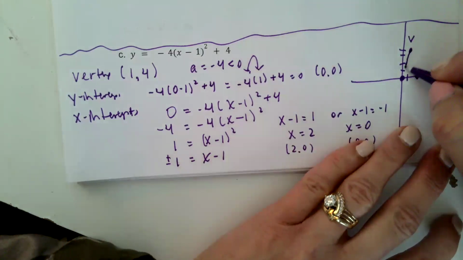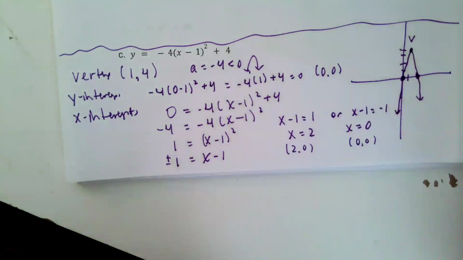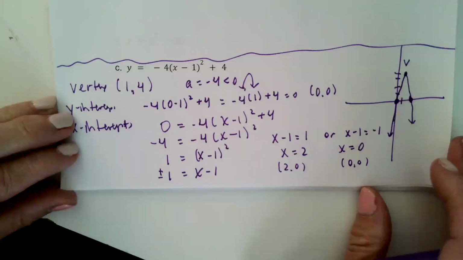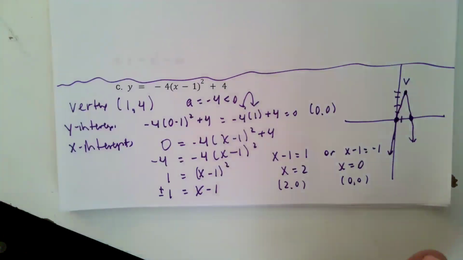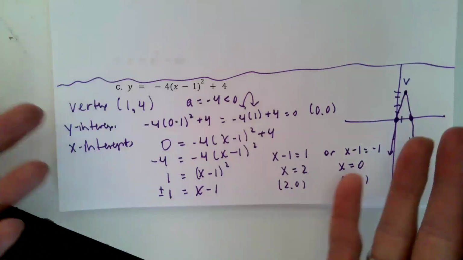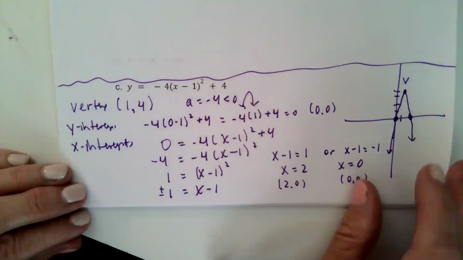There's the vertex. So it goes something like this. So it's just, I find it so cool that we can graph and learn so much about the graph all just by finding these things, and we don't even necessarily need Desmos.